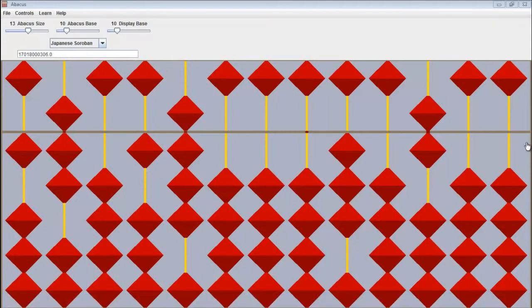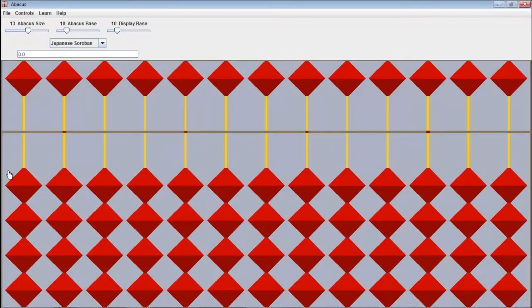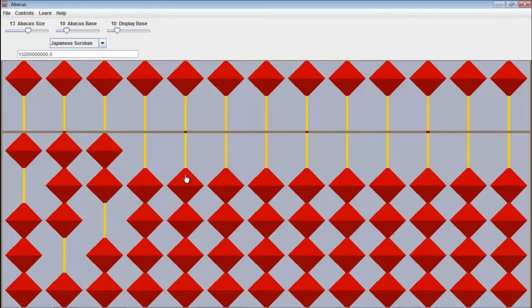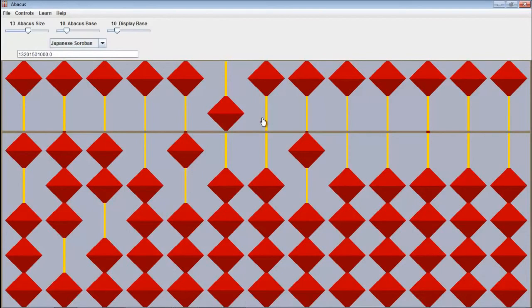So now we're going to multiply 132 by 15. Let's just clear all this, and we have 132 times 15. Okay, so let's do the same process. 1 times 1, which is 1, and 1 times 5, which is obviously 5.